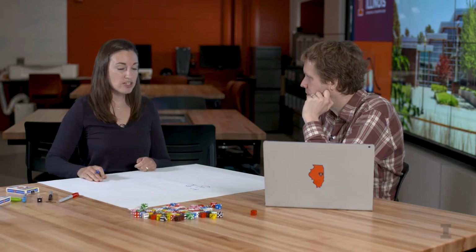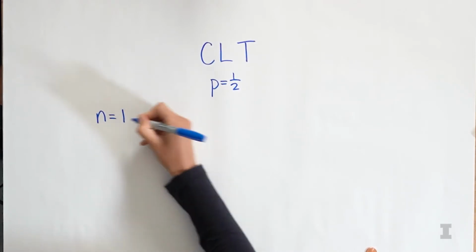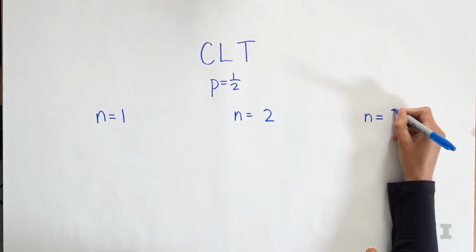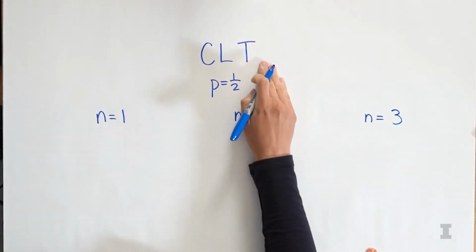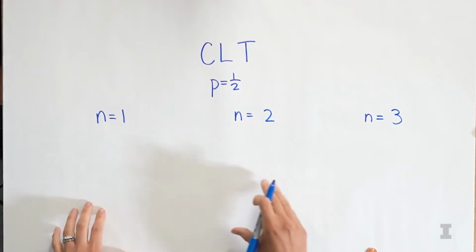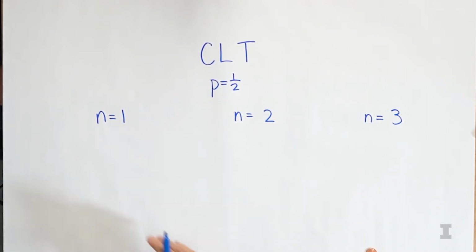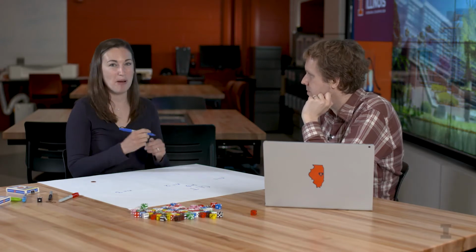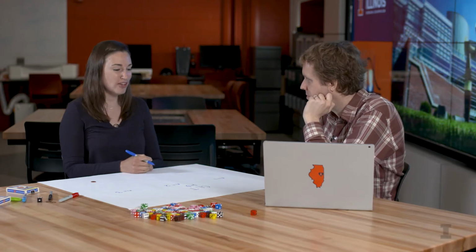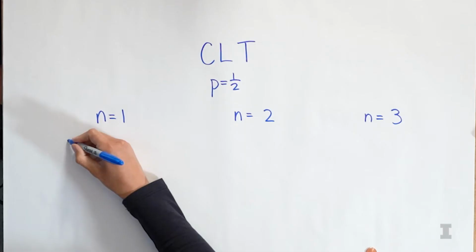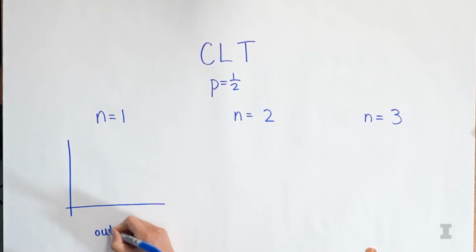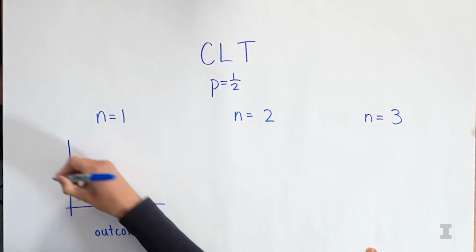And I'm going to go ahead and just draw a probability histogram for 1 flip, 2 flips, and 3 flips. And we should see, if the central limit theorem is true, that this probability histogram looks more and more like the normal curve the more flips we do. And then eventually, if we got to 100 flips, we should see that the probability histogram is basically the normal curve.